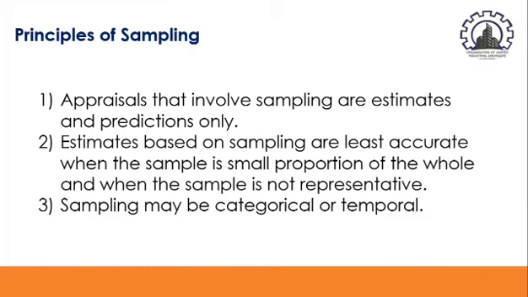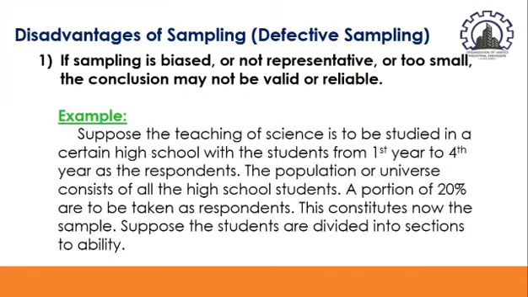And if sampling has advantages, we also have disadvantages of sampling. This is called defective sampling. One disadvantage of sampling is that if sampling is biased or not representative or too small, then the conclusion may not be valid and reliable. So here is an example of a representative sampling.